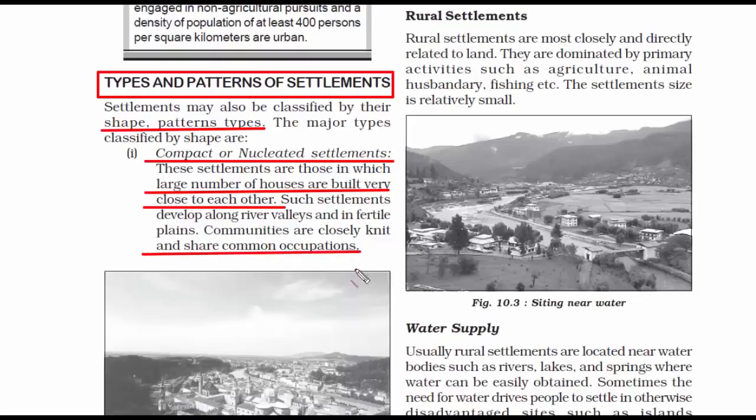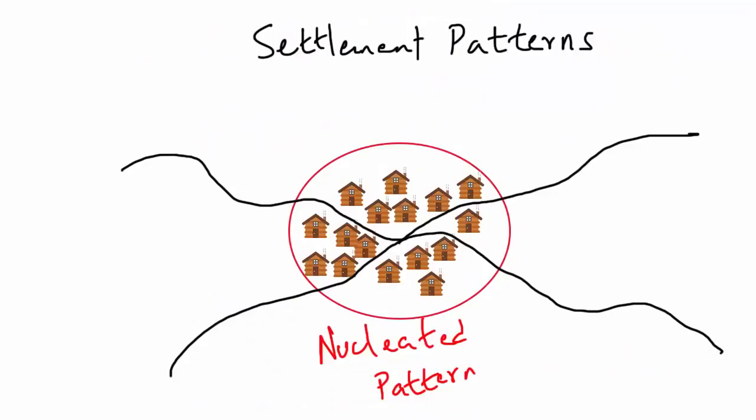In a nucleated settlement, buildings are very close, like a cluster, colony sort of a thing. Mostly the people in compact and nucleated settlements have similar occupations, meaning they are engaged in the same sectors. So if you look at your colony, you'll find most of the people are working in tertiary sectors, like multinational corporations or government sector or some businesses, etc. These all are tertiary sector. Similarly, in villages, you'll see people engaged in farming, fishing, lumbering, mining, animal husbandry, etc. Collectively, these all are primary activities. So this is what I mean when I say in a compact or nucleated settlement, people share common occupations.